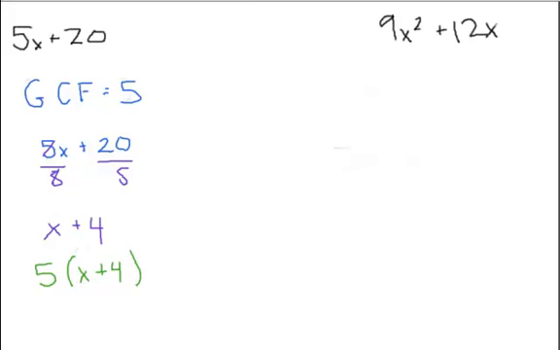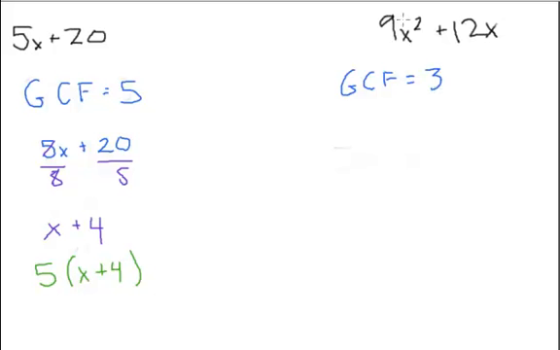Now let's look at this one. So I have 9x squared plus 12x here. Looking at just the numbers, I have a 9 and a 12. What is the greatest common factor between 9 and 12? Well, the greatest common factor between 9 and 12 is 3. I could divide this by 3, and I could divide this by 3.